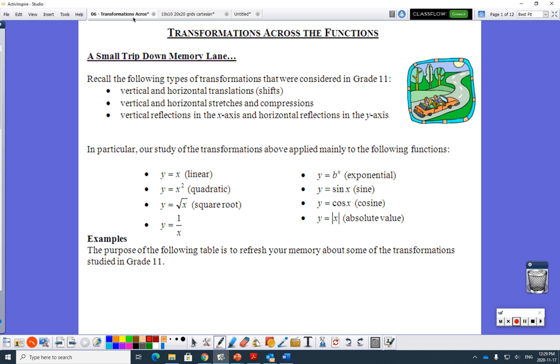So, in particular, our study of transformations will be applied mainly to the following functions. Linear, that was grade 9, y equals mx plus b. Quadratics, square roots, 1 over x. b to the x, which could be 2 to the x, 3 to the x, 4 to the x. Sine x, cos x. I'll just put question marks beside those. Those could come up in the homework, and I'll do an example today. We do want to review that a little bit, but in the end, I move all that stuff to chapter 6, where the actual trig chapter happens, okay?